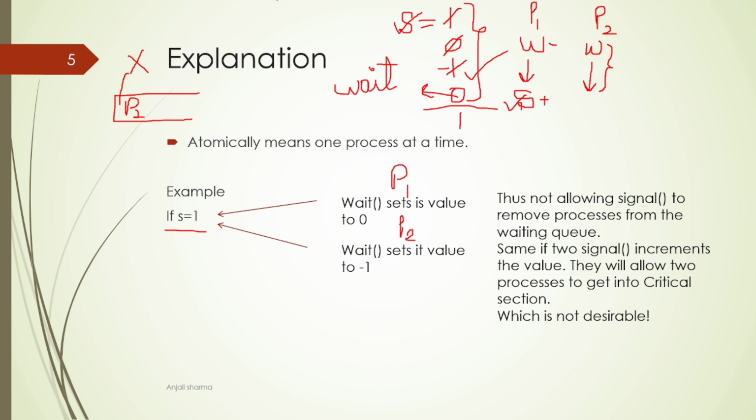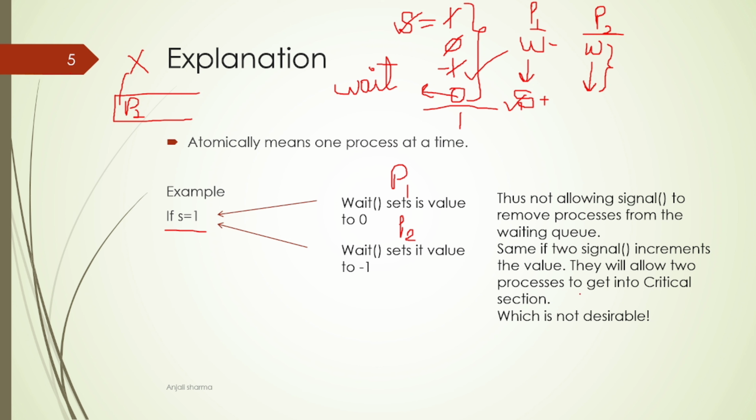So the wait operation, for both process P1 and process P2, should be executed atomically. That is, only one process is allowed at a time. Similarly, if signal operations increment the value, see, if signal operations are also not performed atomically, then they will allow two processes to get into the critical section, which is of course not desirable, because we are working upon the principle of mutual exclusion, and we do not want a race condition to arise.